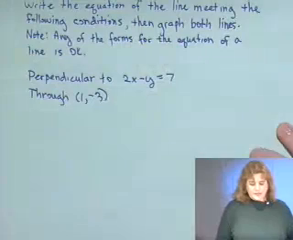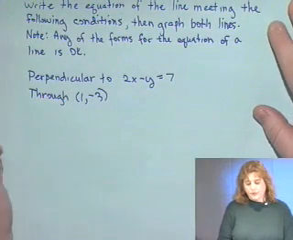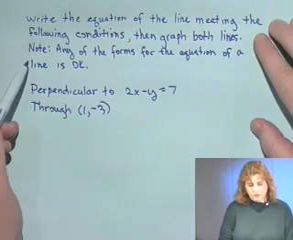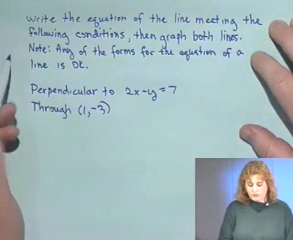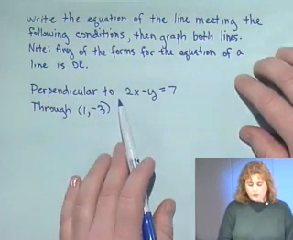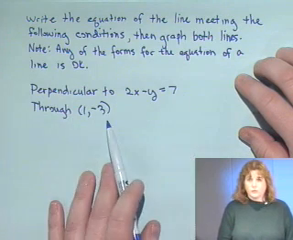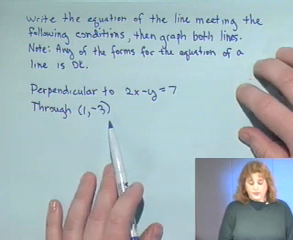Now that we've looked at a parallel example, let's look at an example for perpendicular lines. And the example we're going to look at, again, is write the equation of the line meeting the following conditions, then graph both lines. Any form is okay. We'll go this time perpendicular to 2x minus y equals 7 and through the point 1, negative 3.